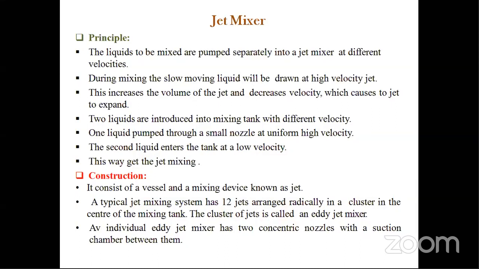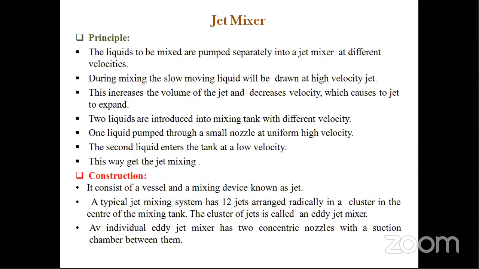In its construction, it is also made of stainless steel, and the advanced jet mixer consists of 12 jets arranged radially. And 12 jets arranged radially means 12 types of samples can be mixed at a time. Okay, so this is placed in the center of the mixing tank, and individually it is called an eductor mixing process. In physics, we already know about eductors, and sometimes it is called an eductor jet mixer. Individually, this eductor mixer has two concentric nozzles with a suction chamber between them.